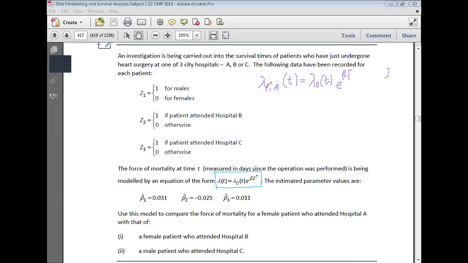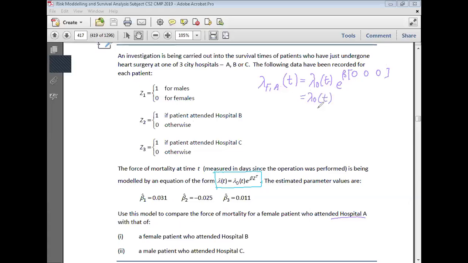So what are the values that you have here? First is that this particular person is a female. So my Z1 is going to just be 0. Then whether this person attended, so yeah, this person attended hospital A. So 0 for this and 0 for this as well. So 0 here and a 0 there. So the multiplication of this beta vector with this is just going to give you 0. So this is nothing but just lambda 0 t.